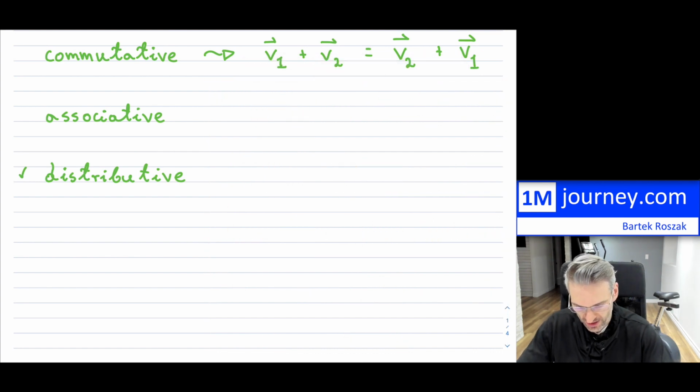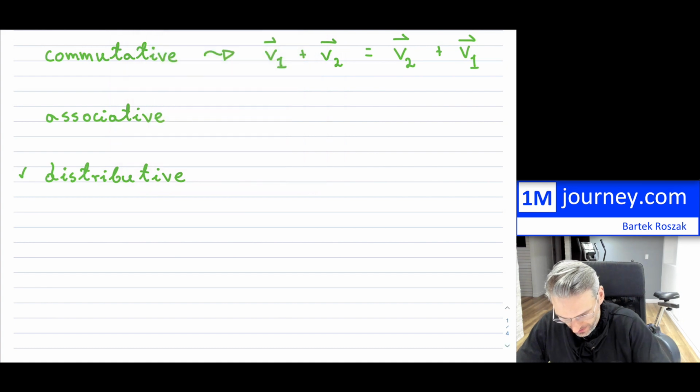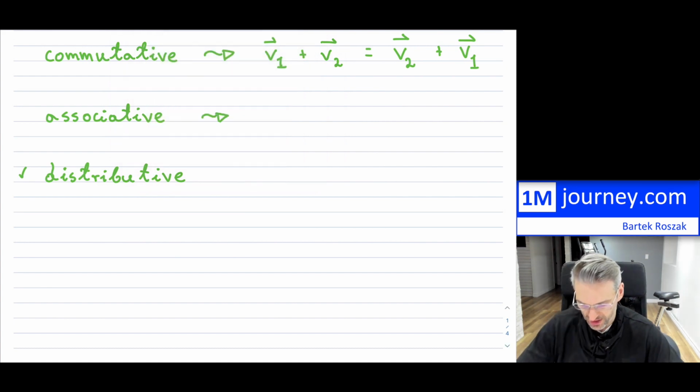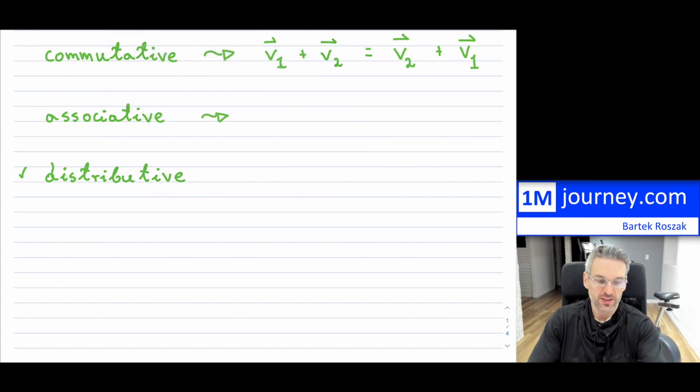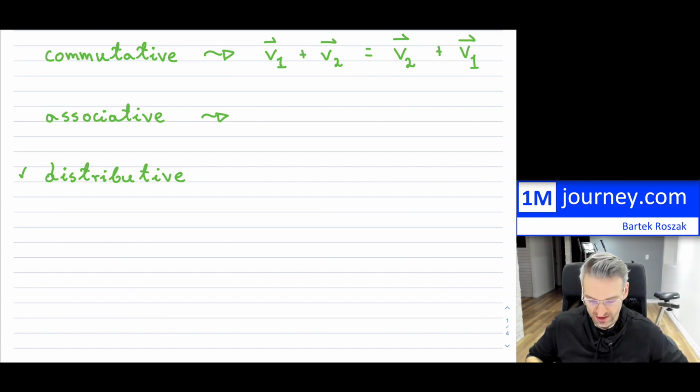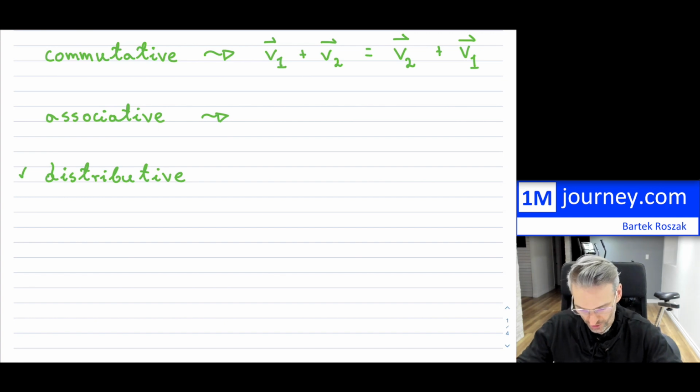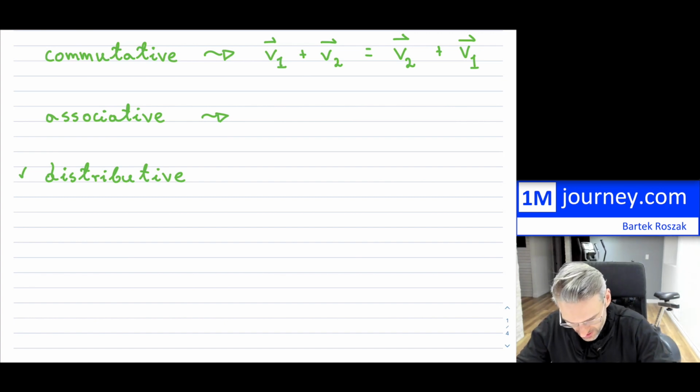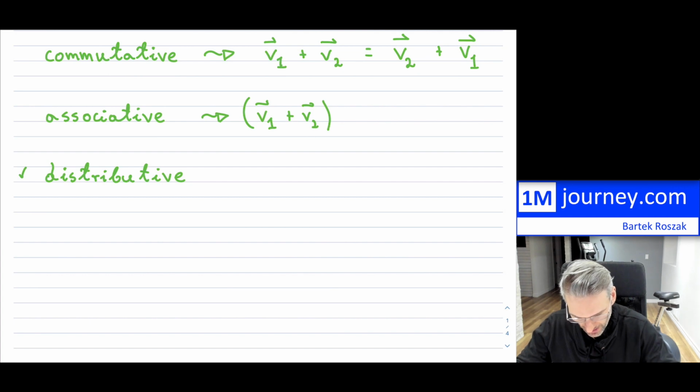Let me delete this out. Now, what about the associative property? So this particular property, what does this one say? Well, this one is actually really interesting because it allows you the addition of vectors irrespective of the actual order. So if you have two vectors, let's say V1 plus V2, these are the two vectors, and you wanted to add them together, and then you had another vector that you wanted to add right here.